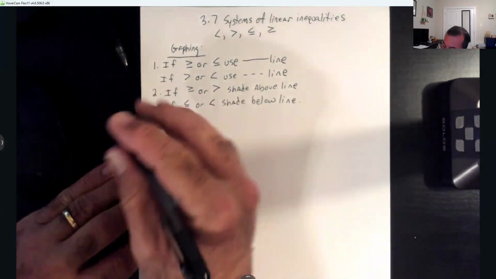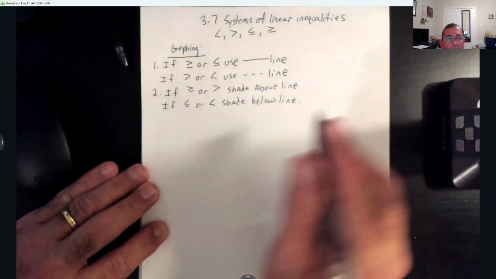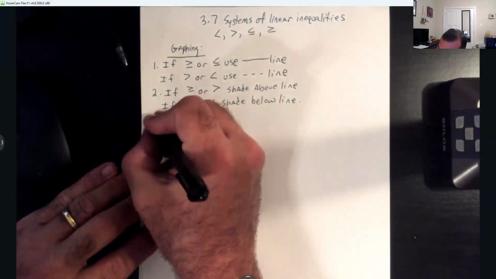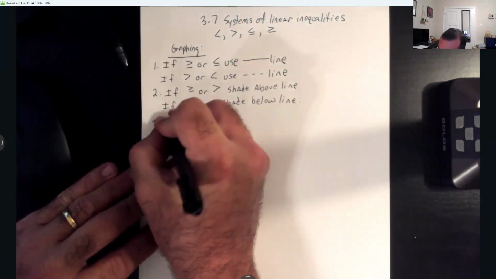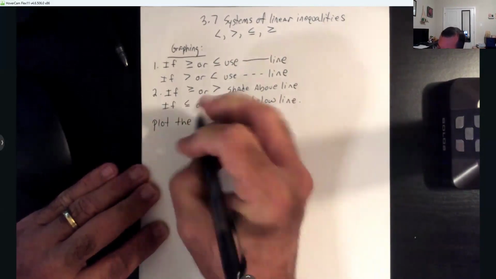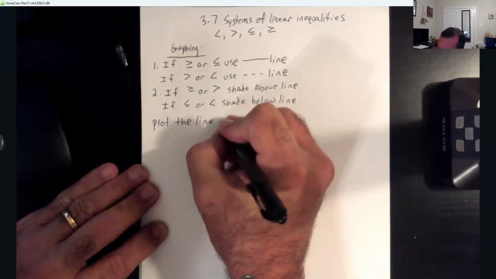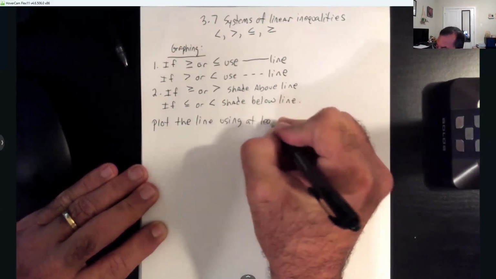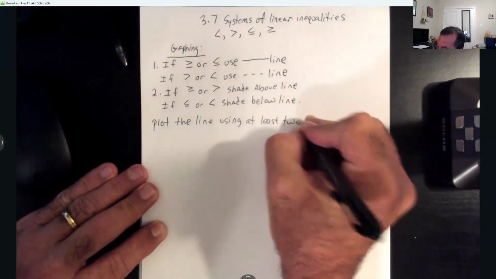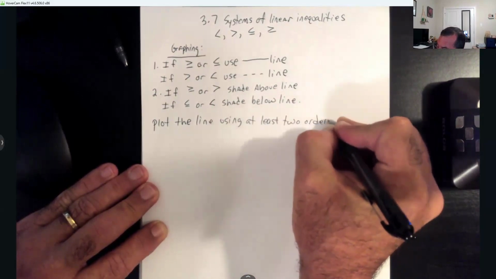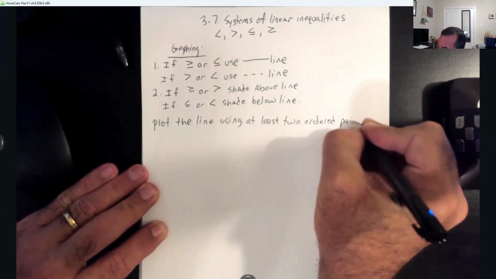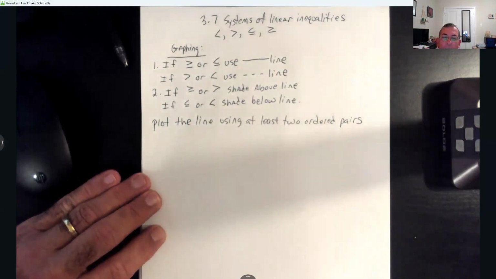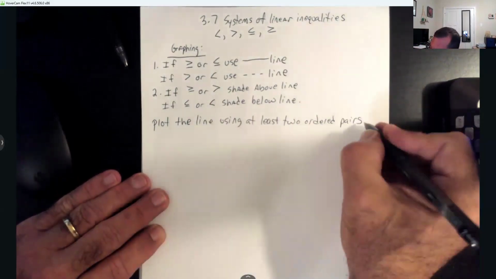All right, so graphing them. How do we get our graph? We're going to plot the line using at least two ordered pairs. Remember, it takes at least 2 points to get a line. So we're going to plot the points using at least two ordered pairs.